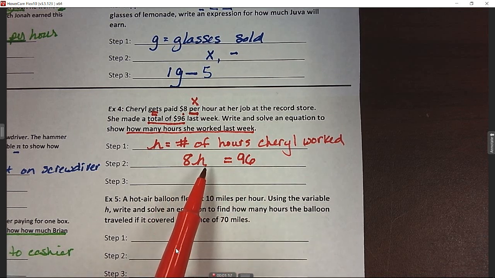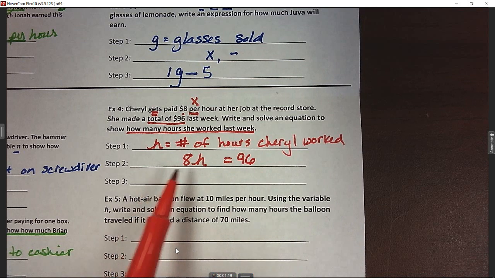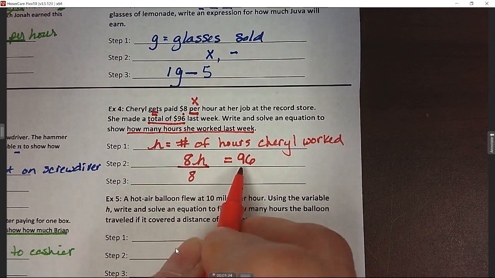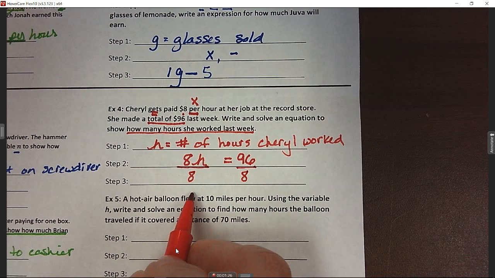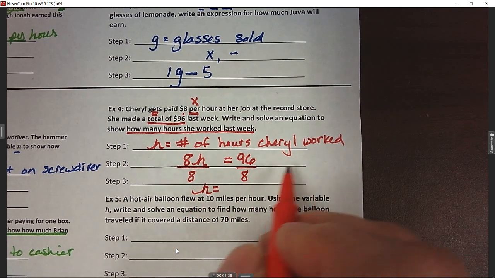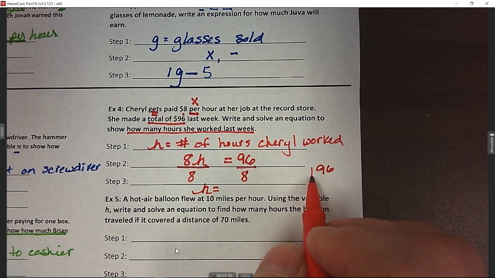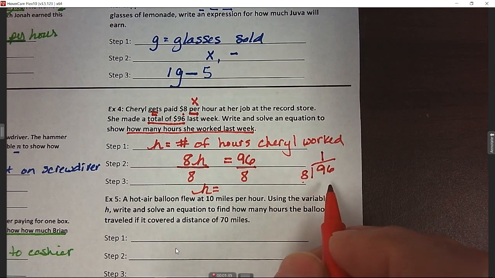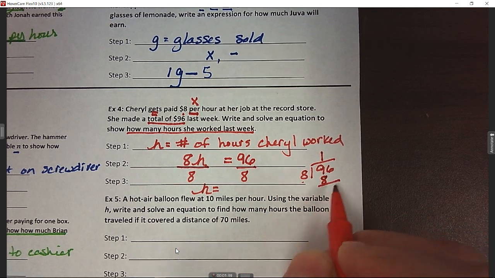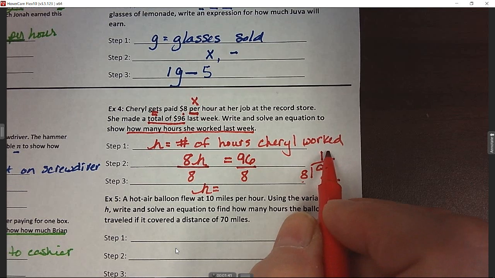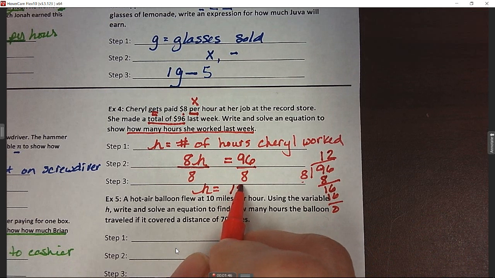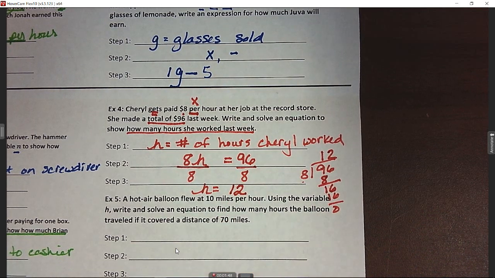So if we want to know how many hours she worked, we're going to divide both sides of this equation by 8 to get that variable all by itself. Okay, so we've got H equals, and we have to do a little problem over here, right? 8 divides into 9 once. Of course, remember, in this unit you can be using your calculators, right? 16, and that's 2. 0. So she worked 12 hours to earn her $96.